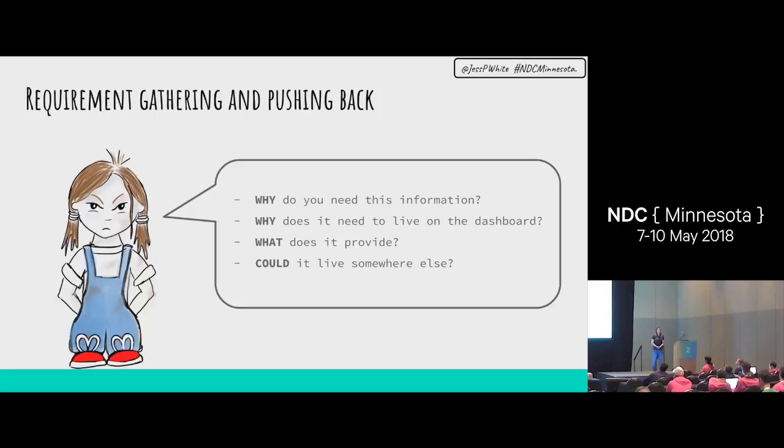But find out why they want the information. Why do you need it? Why does it need to live on a dashboard? If it's something that they're going to be using a model of, or they're going to be tracking over time, maybe it should be in a database for somebody to fiddle around with. What does it provide? Could it live somewhere else? Again, it's trying to find out the purpose of this thing and how you're supposed to react to it and when. This is how to keep your dashboards clean, and also how to have a bit of fun with it, if I'm honest.